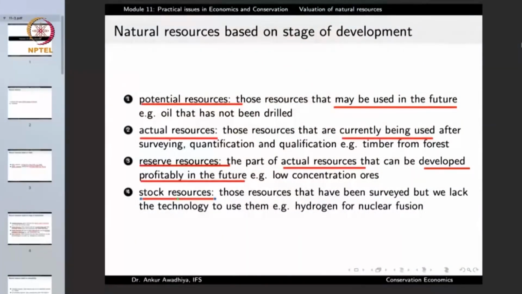So even though we know that we have plentiful hydrogen in the water in our oceans, we currently lack the technology to do this fusion reaction in a controlled manner. And so we will call them stock resources. These are resources, and these resources have been surveyed. So we know how much hydrogen we have, but we lack the technology to use them.